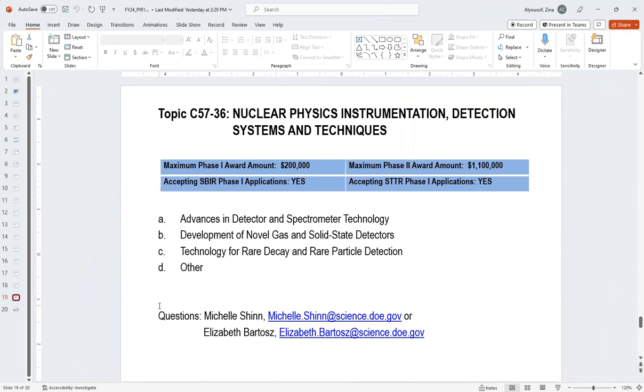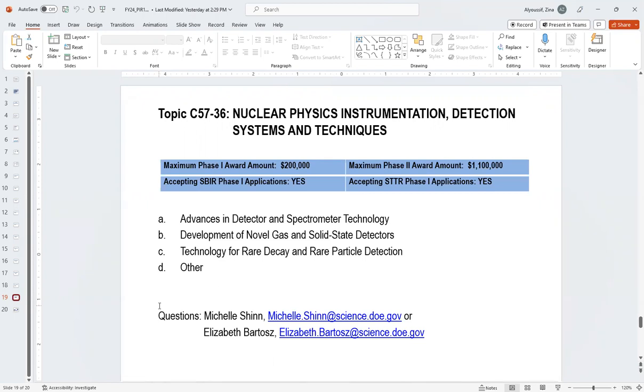Moving beyond the large scale detectors, we're looking for development of novel gas and solid state detectors. So it's sort of an adjunct, again, to what is in subtopic A. Again, look into the subtopic where we have all the requests and the specs.